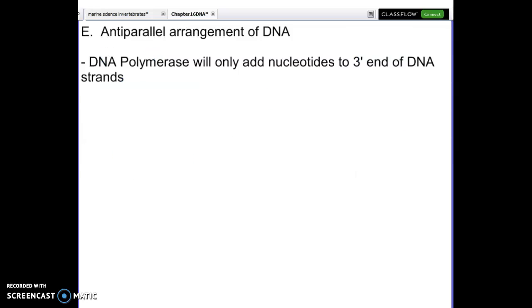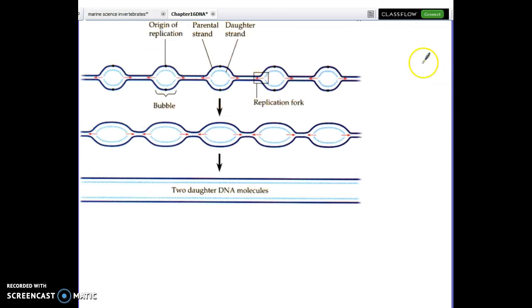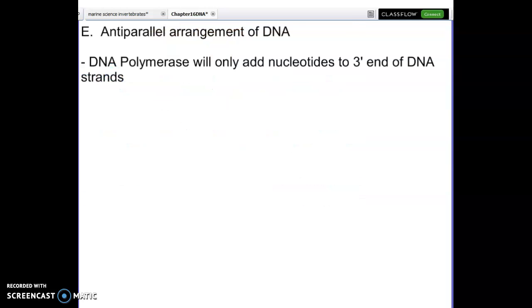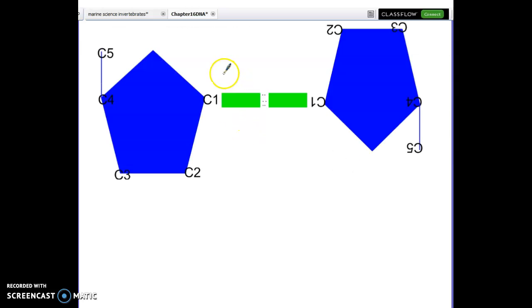Okay, let me see where I want to start here. All right, so you know what a fork in the road is, right? It's where two different things go in different directions. Okay, because DNA is antiparallel, we can only add nucleotides to the 3' end of DNA. Remember where that hydroxyl group is. We can't add it to the phosphate group end. So they have to be added here or here, nowhere else.